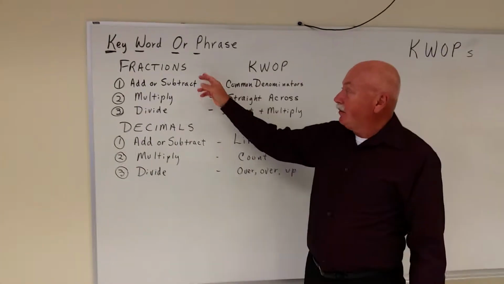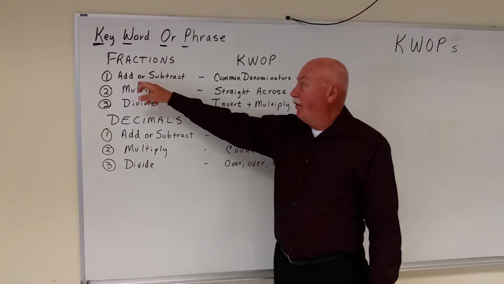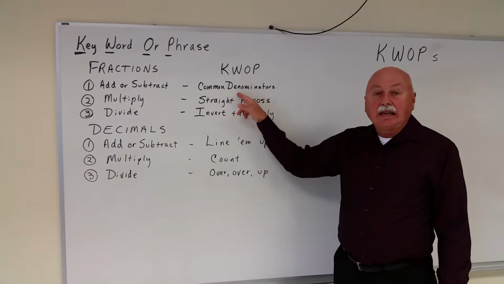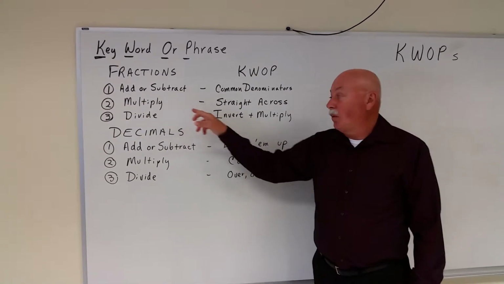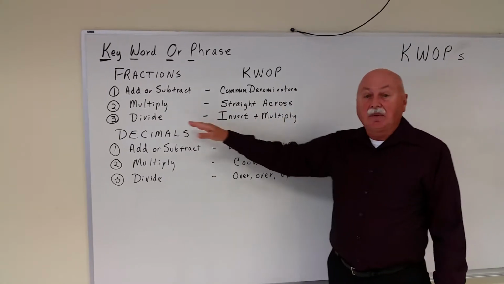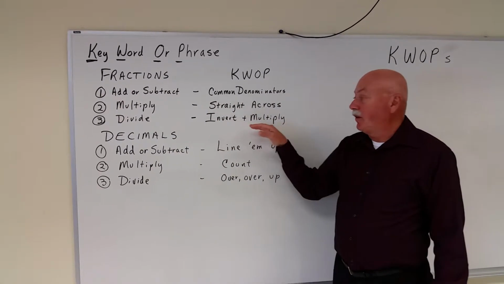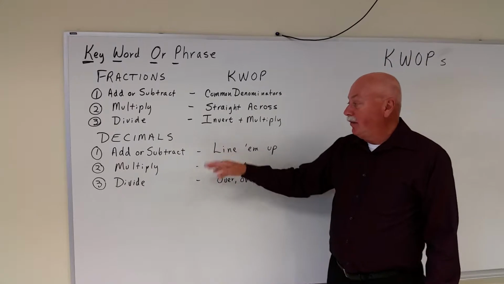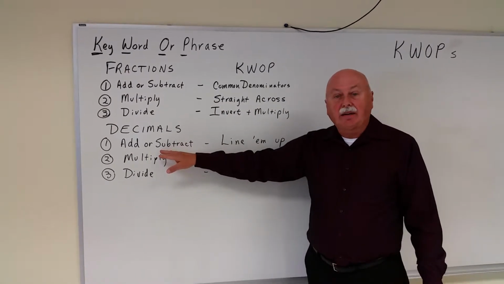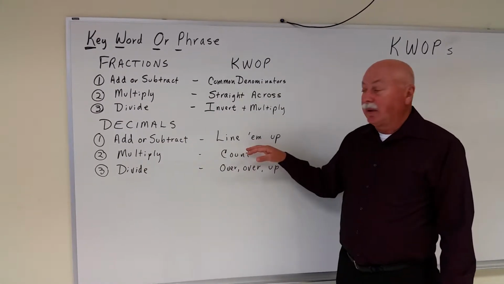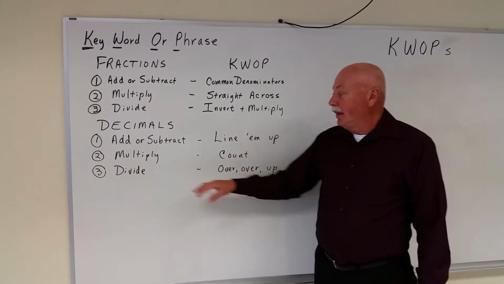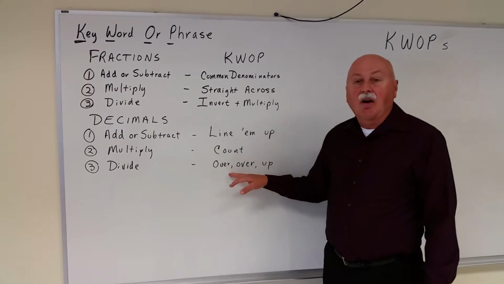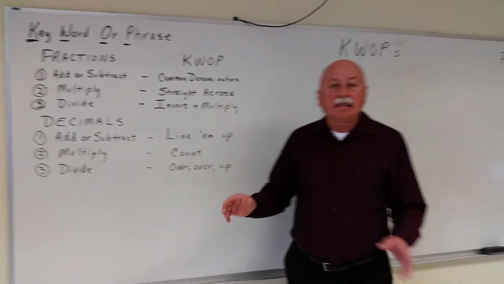So, for instance, if we're adding and subtracting fractions, we need common denominators. If we multiply fractions, we go straight across. When we divide fractions, we invert and multiply. Down here for decimals, adding or subtracting decimals, we line them up. When we multiply decimals, we count, and when we divide, over, up. Now, what does this mean to you?